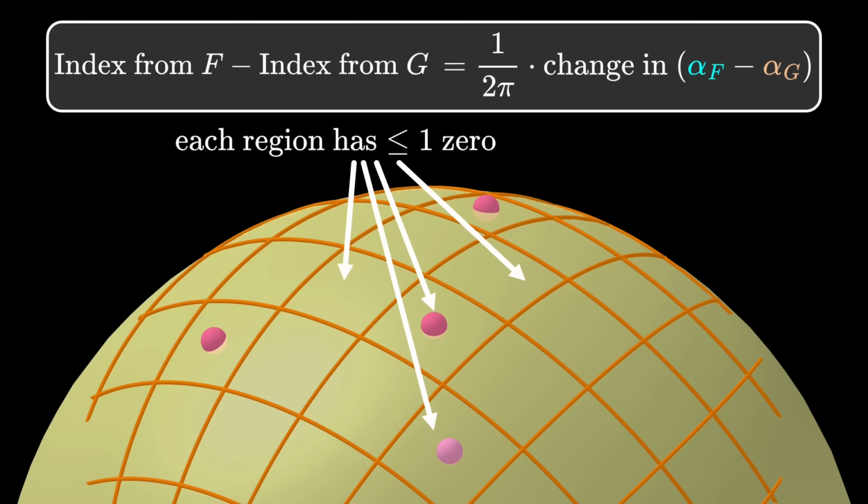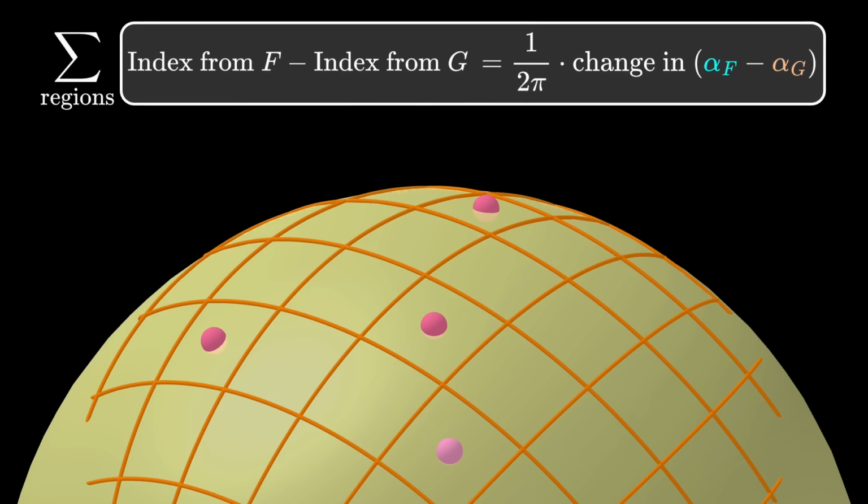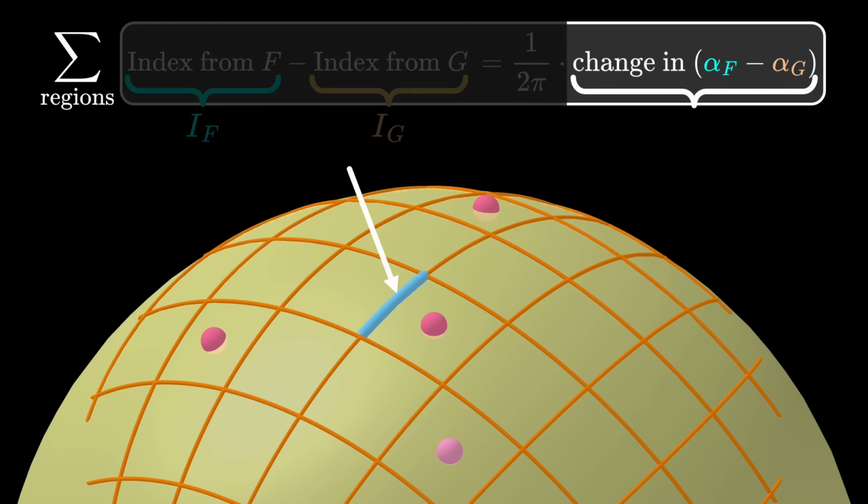As we sum over the regions, the first term will add up to the index sum of f, and similarly, the second one adds up to that of g. For the change in the angle between f and g, we focus on this edge between the two regions.